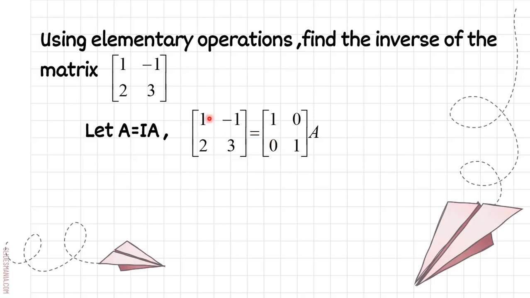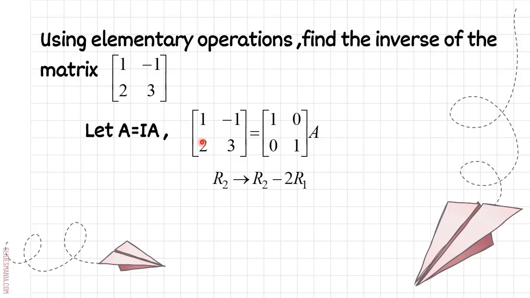The first operation is to convert this element to 1, but it is already 1, so this operation has already been performed. Now we have to perform the next 3 elementary operations. My next objective is to convert this 2 to a 0. For that purpose I have to perform some elementary operations.